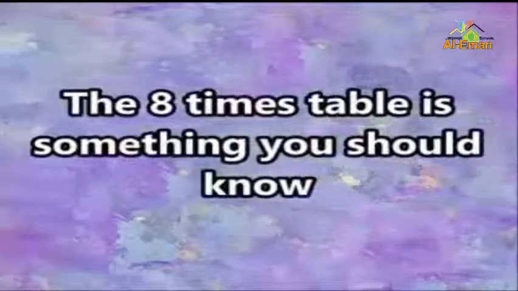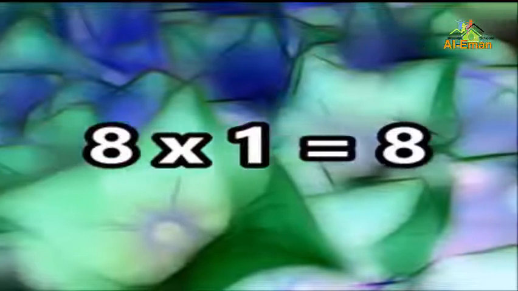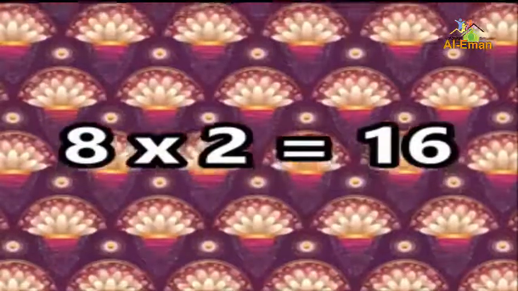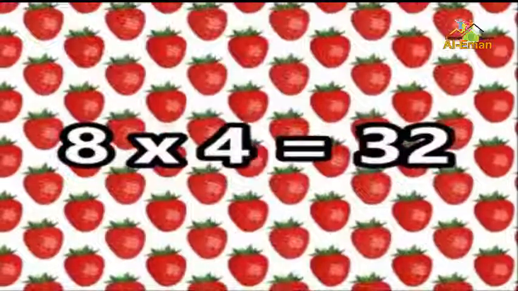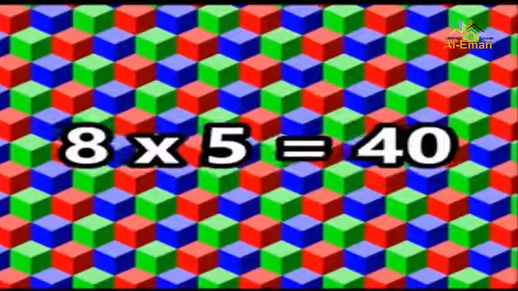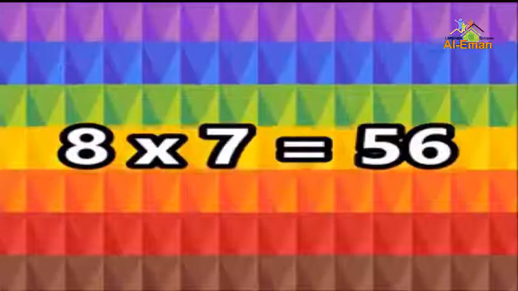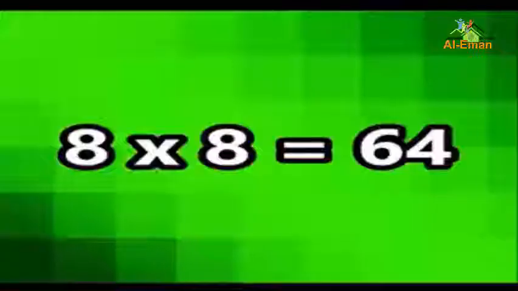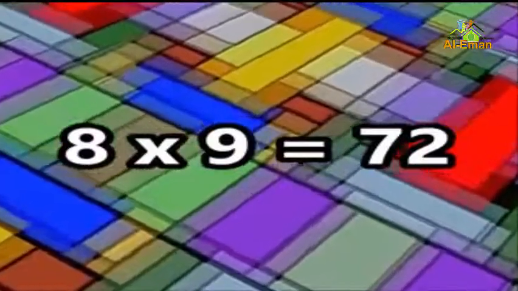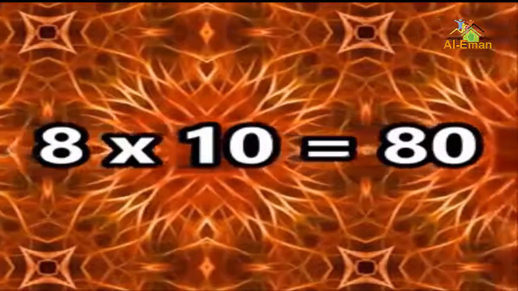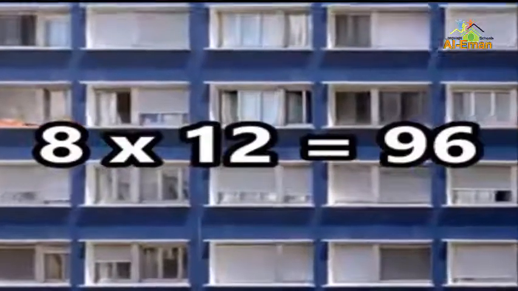The 8 times table's something you should know. Multiply with us. Are you ready? Let's go. 8 times 1 is 8. 8 times 2 is 16. 8 times 3 is 24. 8 times 4 is 32. 8 times 5 is 40. 8 times 6 is 48. 8 times 7 is 56. 8 times 8 is 64. 8 times 9 is 72. 8 times 10 is 80. 8 times 11 is 88. And 8 times 12 is 96.